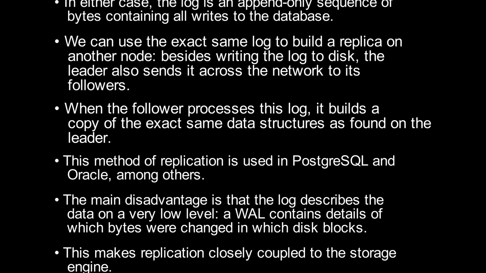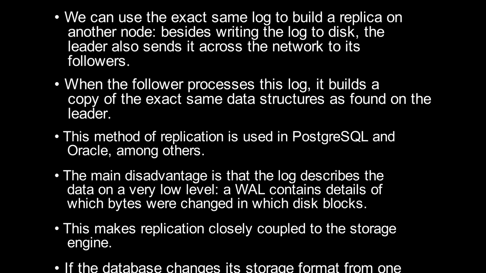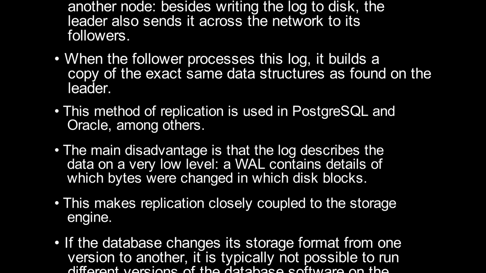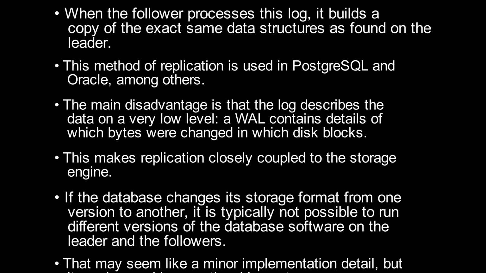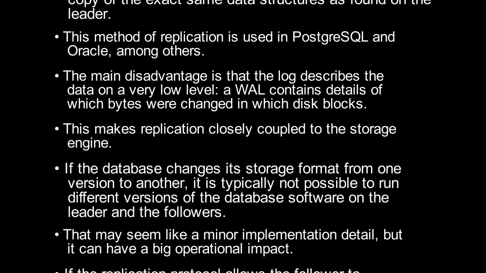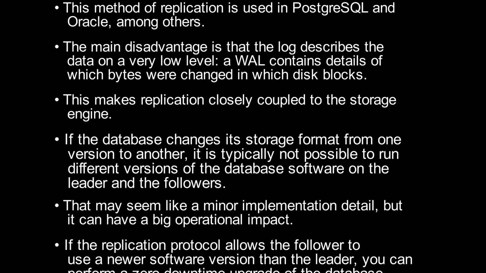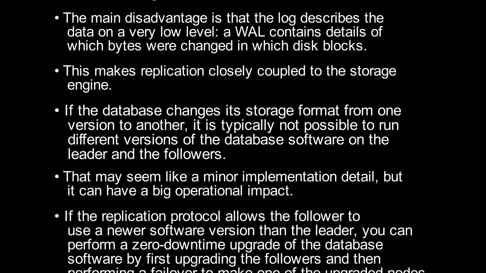The main disadvantage is that the log describes the data on a very low level. A WAL contains details of which bytes were changed in which disk blocks. This makes replication closely coupled to the storage engine. If the database changes its storage format from one version to another, it is typically not possible to run different versions of the database software on the leader and the followers. That may seem like a minor implementation detail, but it can have a big operational impact.